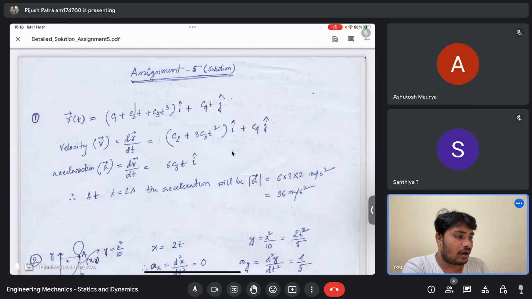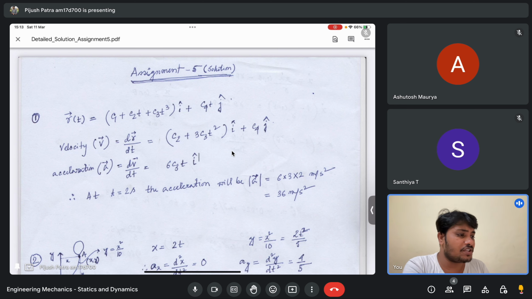So that r has these expressions. One way is to write x equals the first part and y equals the second part, and then differentiate twice with respect to t separately for x and y. But here you can do it at the same time: v equals dr/dt. Differentiating, the derivative of the constant c1 is 0, so it will be c2 plus 3 c3 t square i cap plus c4 j cap. Now the acceleration is the second derivative of the position, and the first derivative of the velocity. So it should be 6 c3 t into i cap.